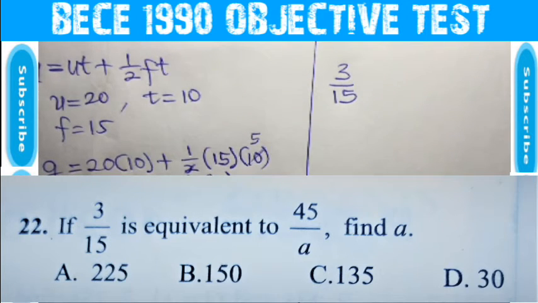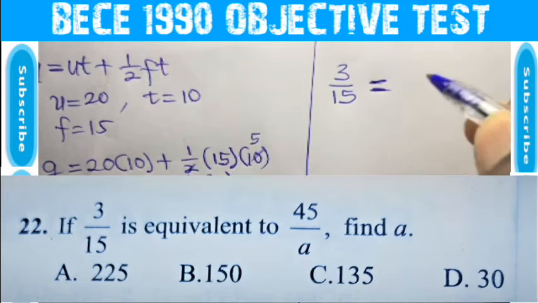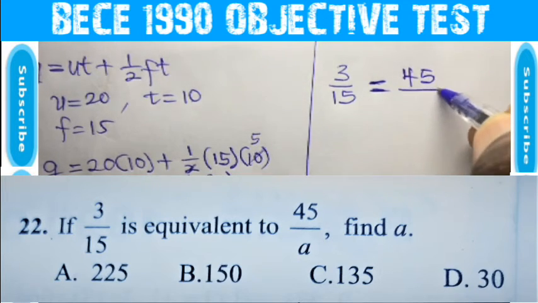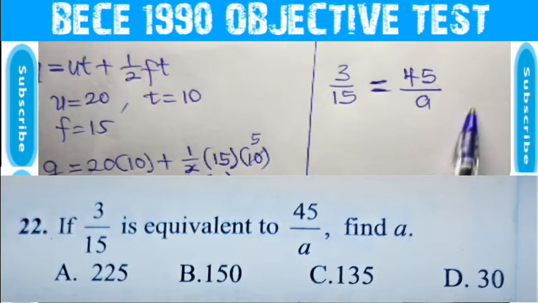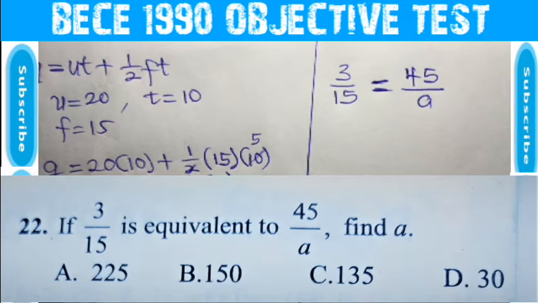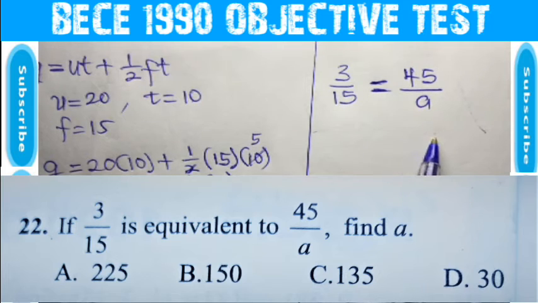We have 3 out of 15, and it is equivalent to 45 out of A. With this particular question, it falls under equivalent fractions. So let's see how best we can solve this. When you have a question like this, two different common fractions equated like this, it means that you just have to cross multiply to find the value of A.